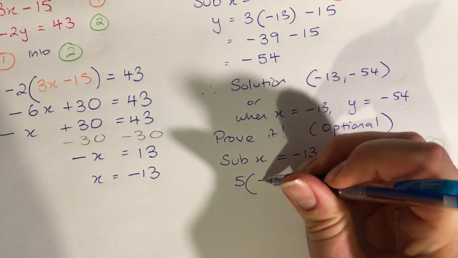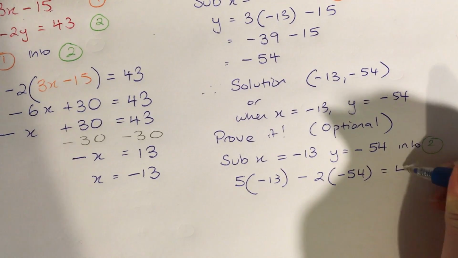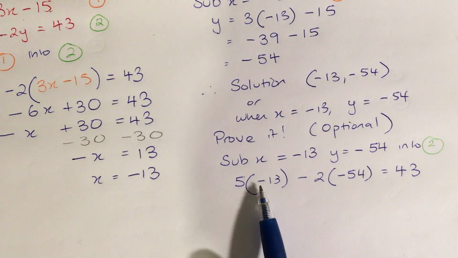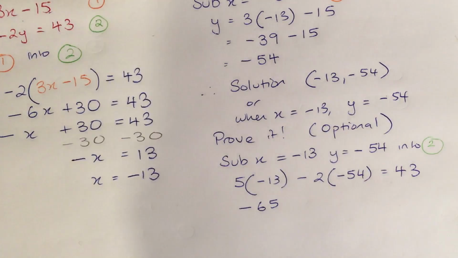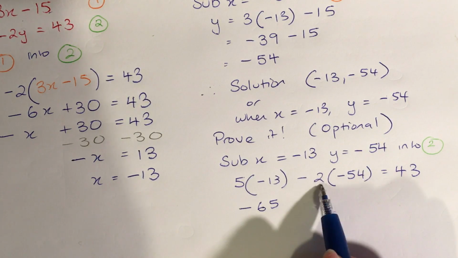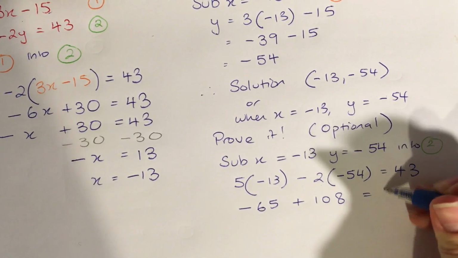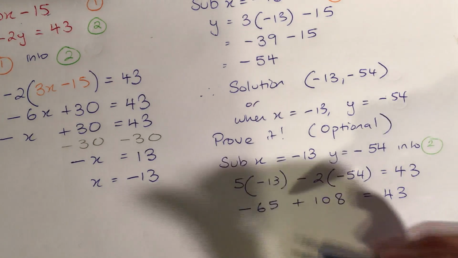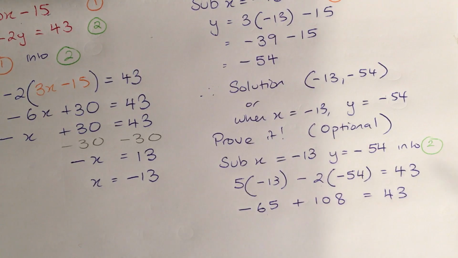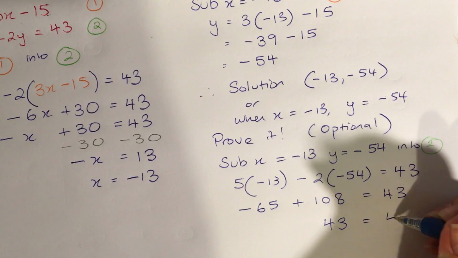So this is going to be 5 times negative 13, minus 2 times negative 54, is equal to 43. So 5 times negative 13, well, that's going to be negative 65, because 5 times 12 is 60, so therefore 5 times 13 will be 65. Negative 2 times negative 54 is going to be positive 108. Negative 65 plus 108, well, that would be the same as saying 108 take away 65. 8 take away 5 is 3. 10 take away 6 is 4.